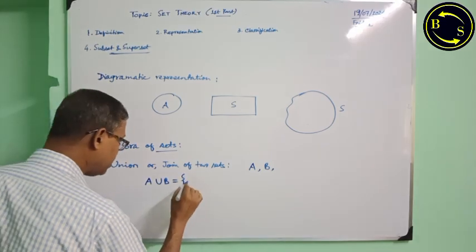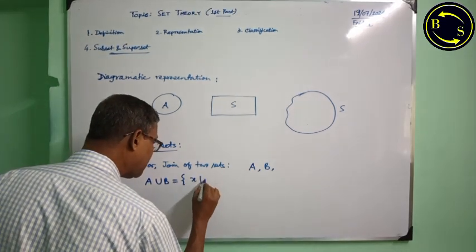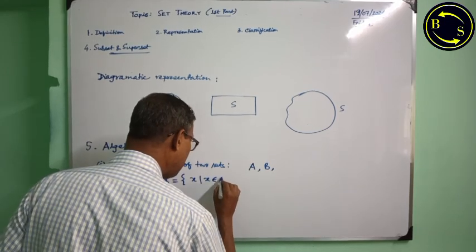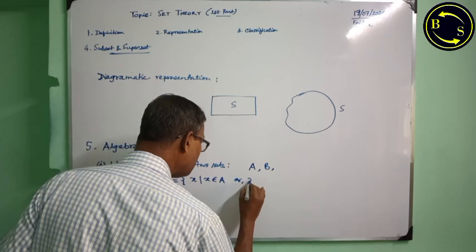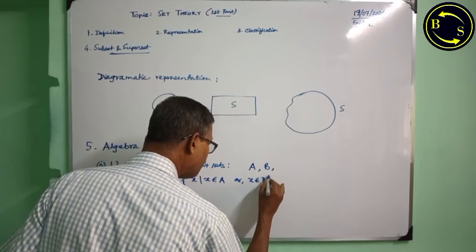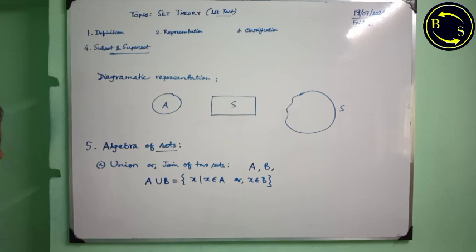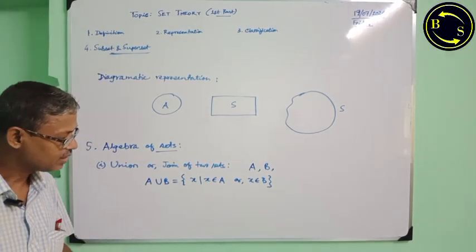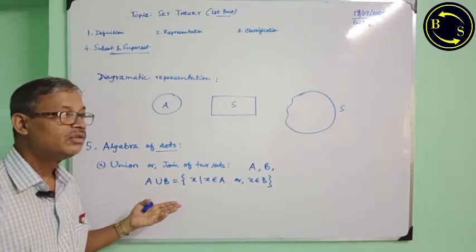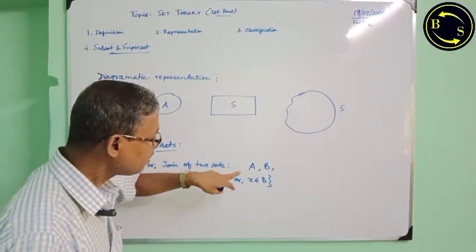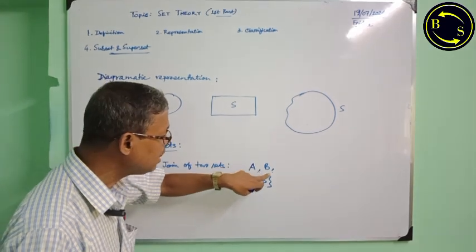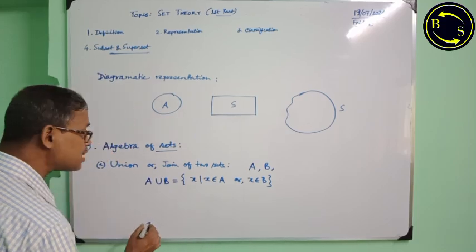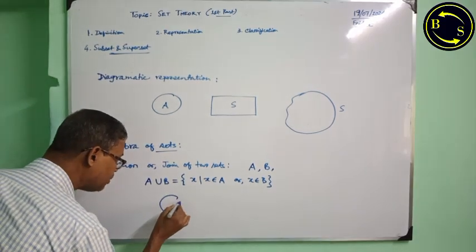Therefore, we can write A union B as the set of X which belong to A or B. Then union or join of two sets is another set having members of which some may be in A, some may be in B, or some may be within A and B. We express that by using a Venn diagram like this.